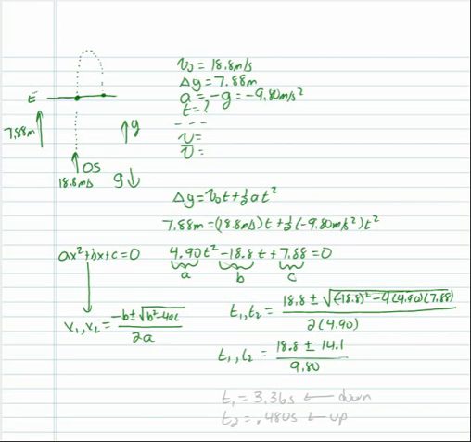18.8 plus 14.1 over 9.8, 18.8 minus 14.1 over 9.8. And when we solve these, we end up with these times. T1, 3.36 seconds. T2, 0.480 seconds. This obviously has to be the time on the way up. This obviously has to be the time on the way down. So in this case, both times make sense because the ball can be at the same displacement at 2 points in time.